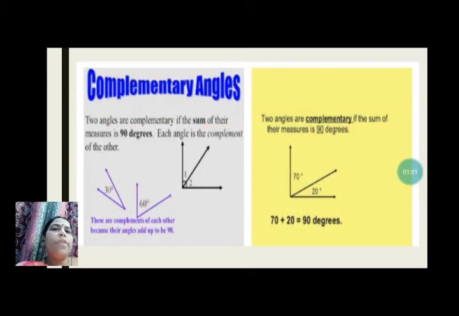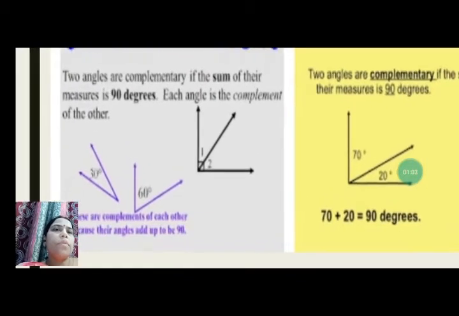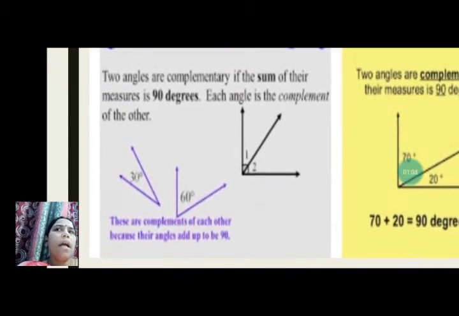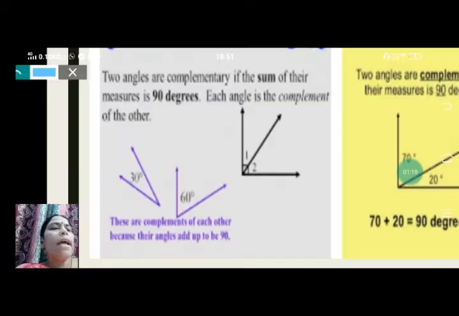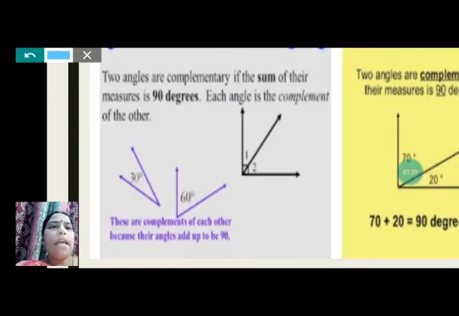So complementary angles. Two angles are complementary if the sum of their measures is 90 degrees. When two angles are added and the sum comes to 90 degrees, that means they are complementary angles.